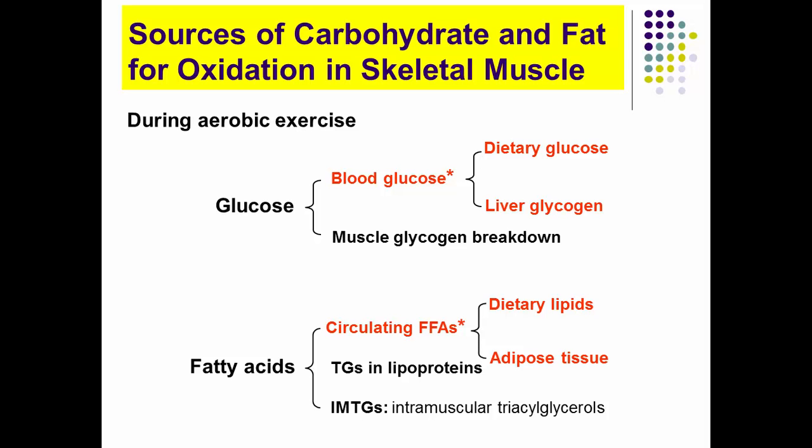And fatty acids also come as blood-borne fatty acids from dietary lipids and from the breakdown of triglyceride in the adipose tissue. Triglyceride in lipoproteins, for example VLDL, is also one of the sources of fatty acids. And intramuscular triglyceride can also break down to release fatty acids to be utilized within the muscle for energy production.